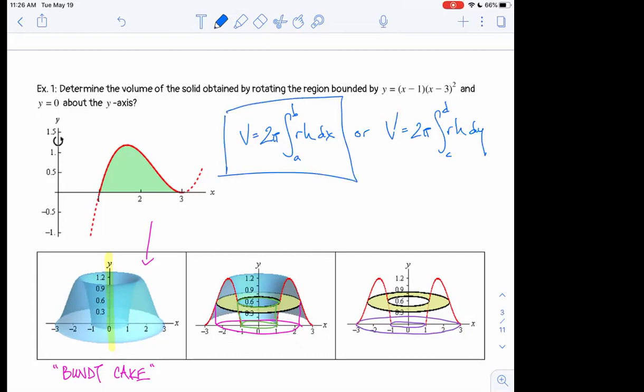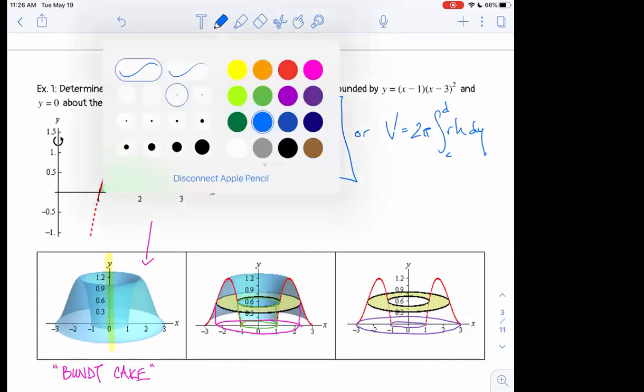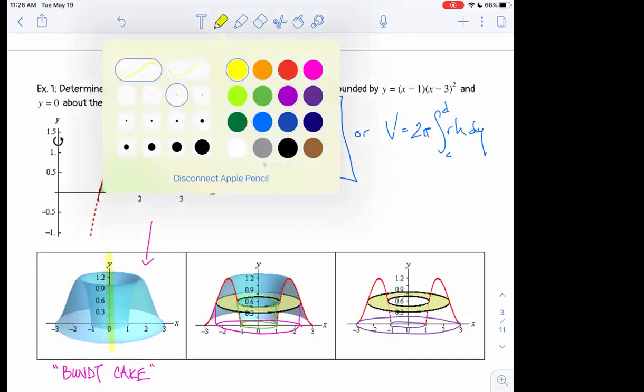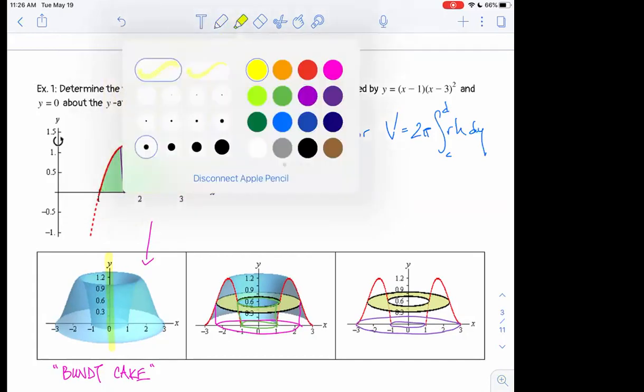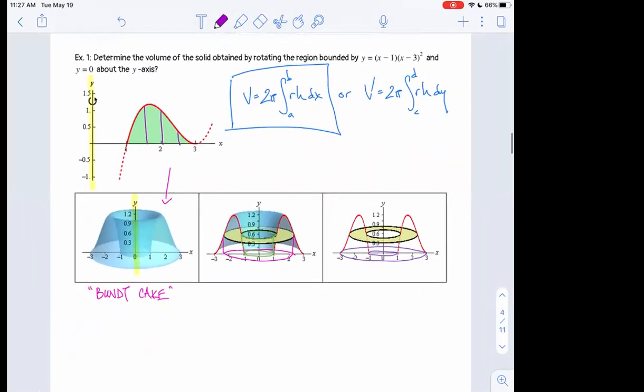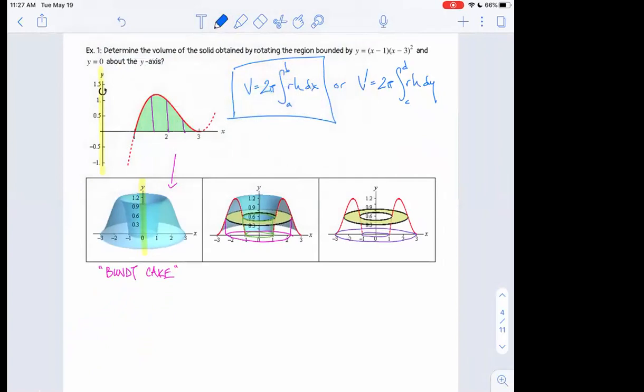Now, the one thing I haven't done is gone back to the original drawing and draw in the height of my shells. So the heights of the shells are going to be going this way. And that would show that they are parallel to my axis of revolution, okay? So I've got one height there. I could draw another height, okay? All right, so let's see what we get.